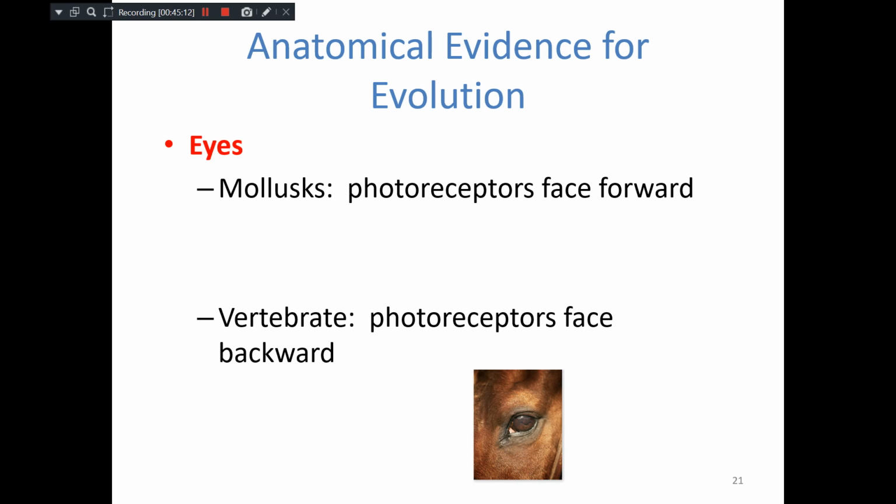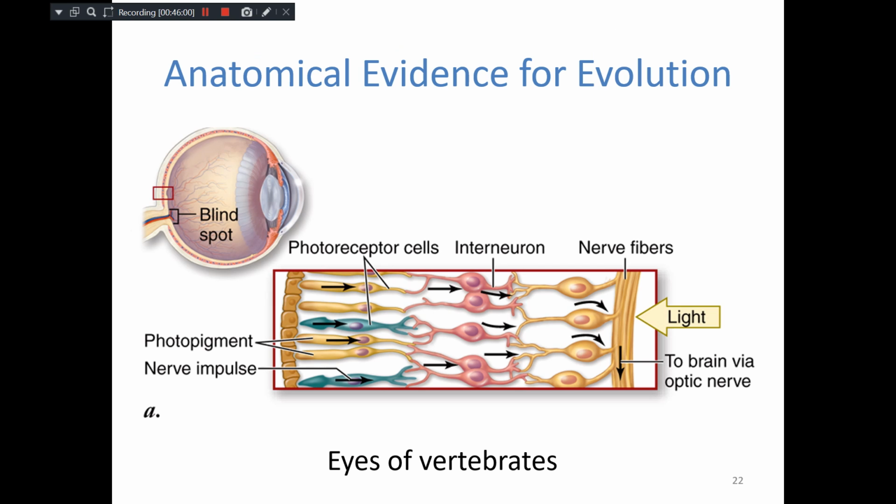I see two things. The molluscans have photoreceptors and they are also facing forward. In vertebrates, we have photoreceptors on the face, but they are backward on the side. Photoreceptors refers to the cells which are sensitive to light. They can only detect the presence or absence of light. But in vertebrates, these same photoreceptors are modified and developed into eyes, which can sense color and all those things. So this is another very good example: the very primitive photoreceptors have developed into the modern day eyes.